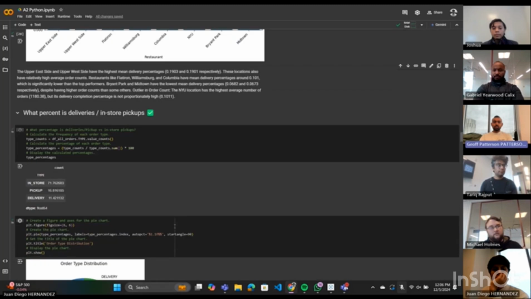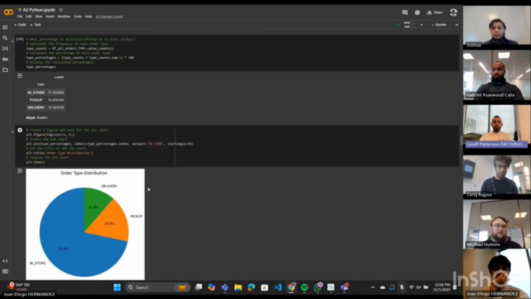Now let's look into all the restaurants combined and see the overall delivery percentage. So doing that, we made this data frame to be able to graph it in this pie chart.